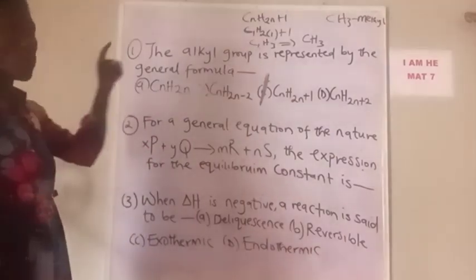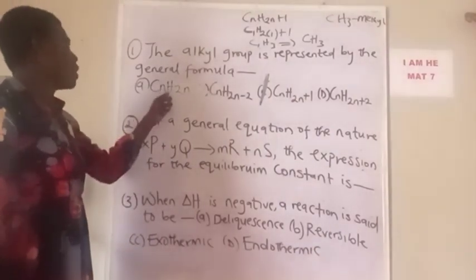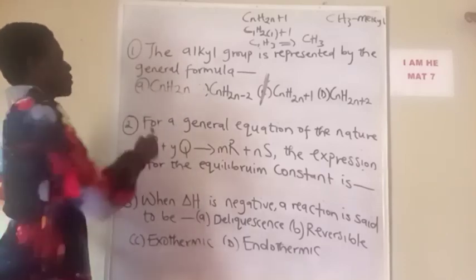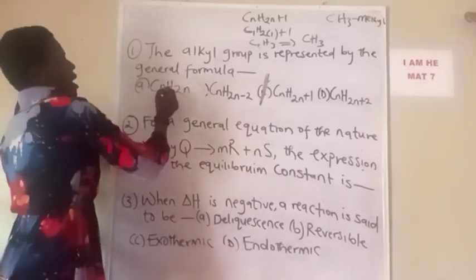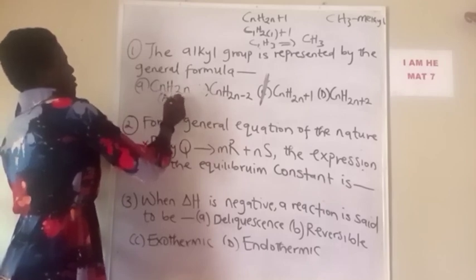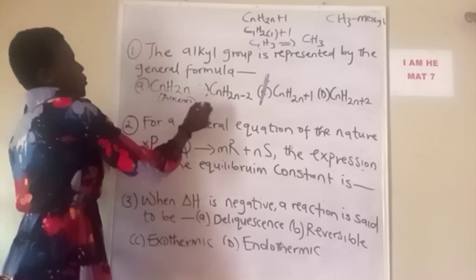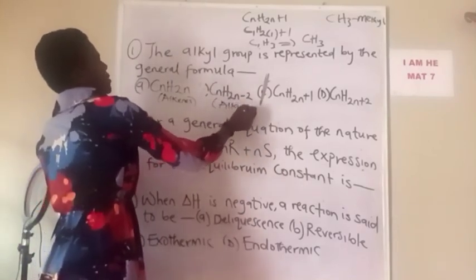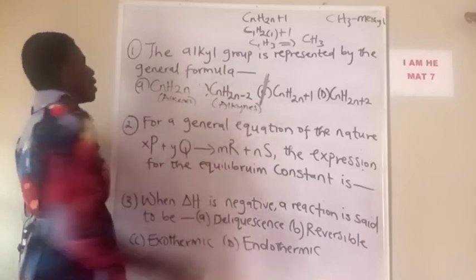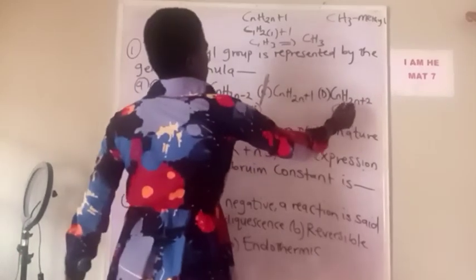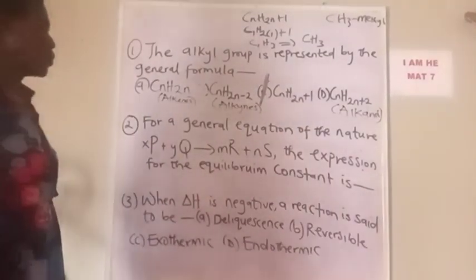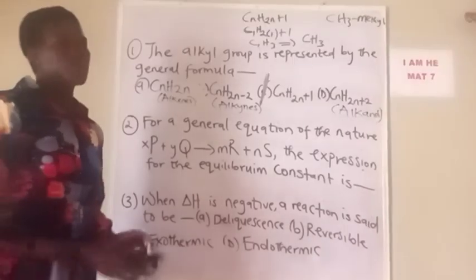Now, if you check my previous video, this formula is the general formula for the alkenes. This one is used for solving the alkynes. Time will not permit me to solve that. This one is used for the alkanes. So you understand? Go back to my video and watch it so you can have a better understanding.